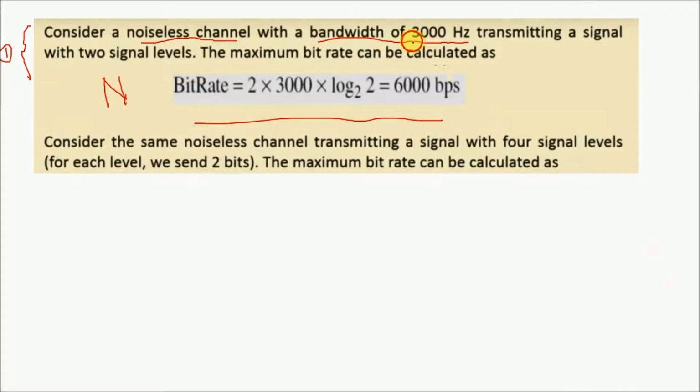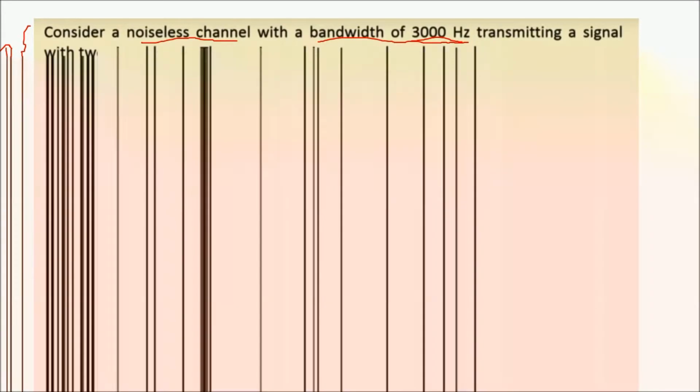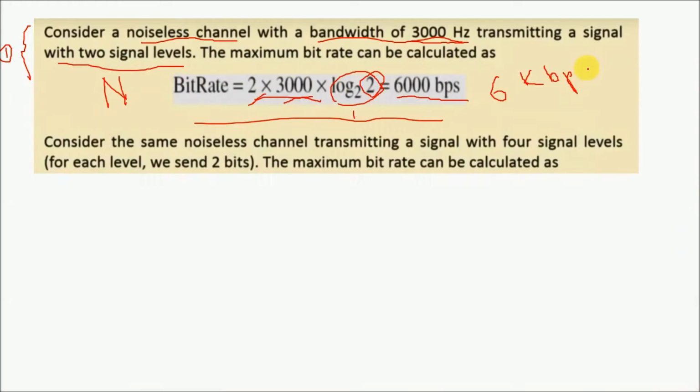Here the bandwidth is given as 3000 hertz. So you put 2 multiply 3000 bandwidth, and in place of L, 2 is placed because it is said that the signal level is 2. Log 2 base 2 is 1. So if you multiply, this will be 6000 bits per second, or 6 kbps. The channel capacity or bit rate of this channel will be 6 kbps.